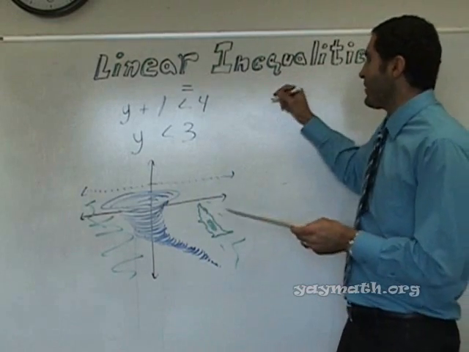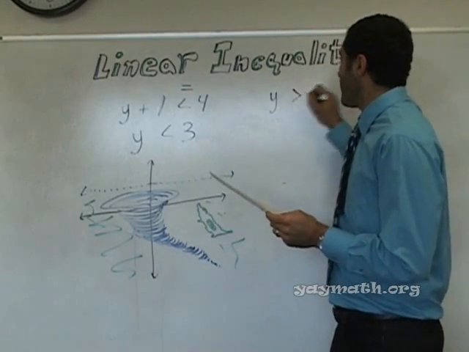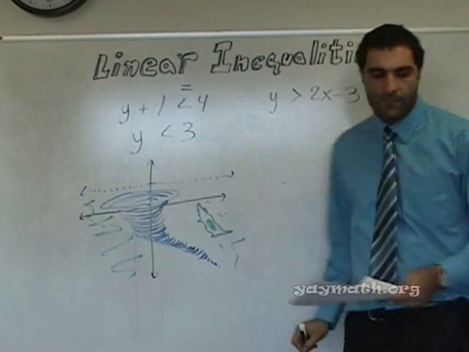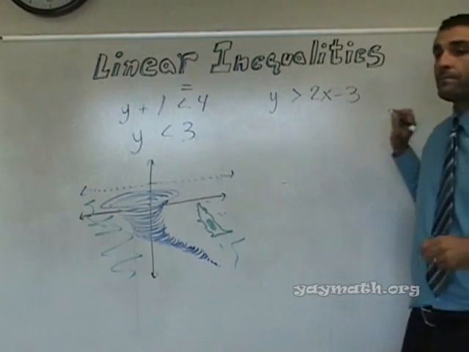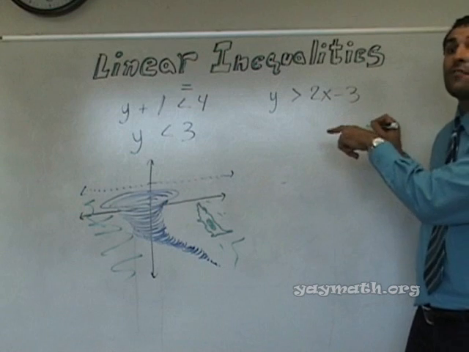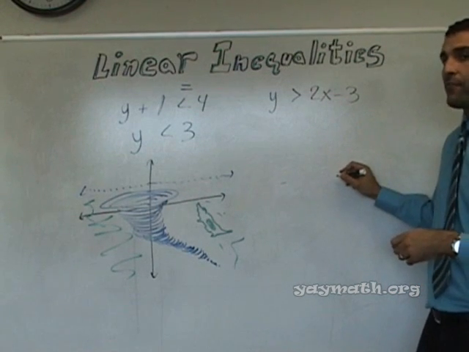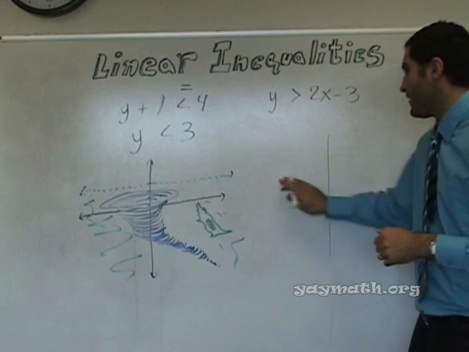Let's graph the line next to it. We have y greater than 2x minus 3. Can we graph this line like y equals mx plus b? It's already in the form. Yeah. Good job. So that's exactly how we graph. Good question. Let's go ahead.